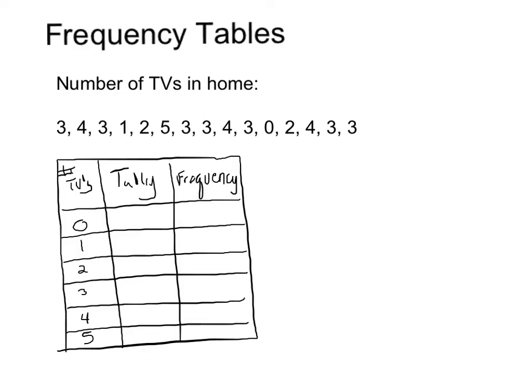Today we're going to take a look at frequency tables. Frequency tables give us a way of organizing our information and determining what the frequency is. Frequency basically means the number of times a particular set of data or a particular number appears within the data set.